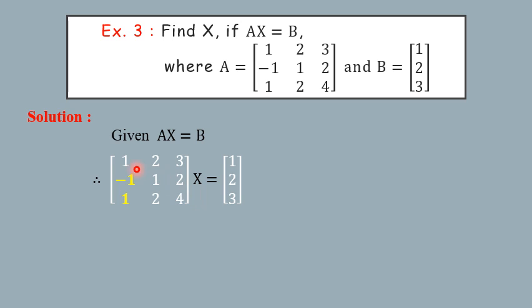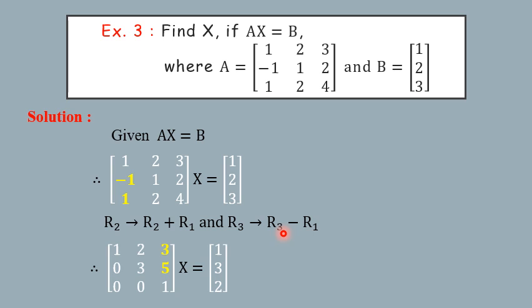Here this element is already 1. So by using this first row, we have to reduce these two elements to 0. To reduce this element to 0, just add the first row to the second row. That means minus 1 plus 1, answer will be 0. And to reduce this element to 0, just subtract the first row from the third row. That means 1 minus 1, answer will be 0. So we have to perform these two operations: R2 changes to R2 plus R1 and R3 changes to R3 minus R1.